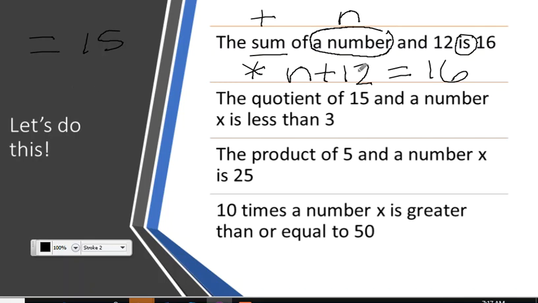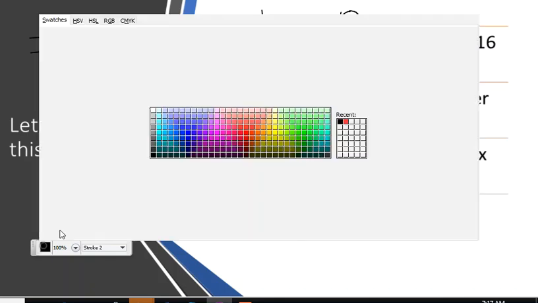And we're not actually going to solve the equations right now. We're going to be doing that a little bit later. So for this slide, we're just going to translate these words into an equation or inequality. So the next one, the quotient of 15 and a number is less than, oh, there's the less than. You guys be on guard whenever you see less than. We have to read this very carefully.